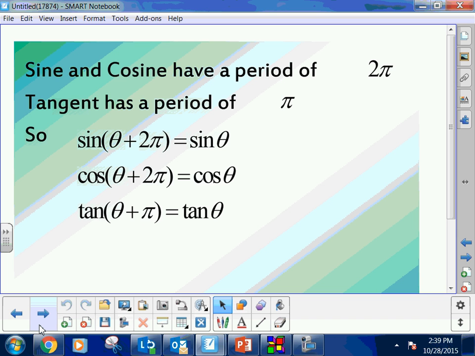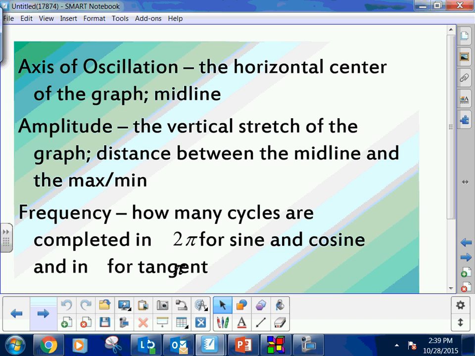Now, we have different names for the translation. And when we conduct a translation, you know how the easiest one before was a k-value translation? Like if I added something and just moved it up. It's going to be the same, except that they're going to call it an oscillation. They're going to call it the axis of oscillation.